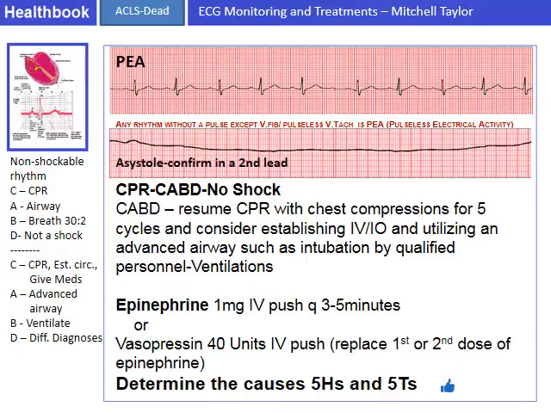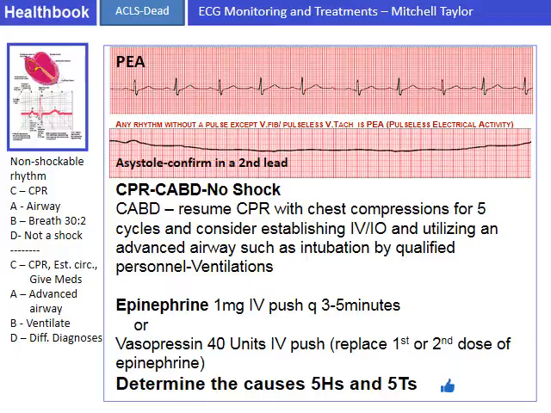So we're going to go this way, and we do the CABD as a secondary survey. We resume CPR with chest compressions, 5 cycles of that, establish IV/IO, utilize advanced airway, breathe for the patient, and then drugs that we're going to consider are epinephrine or vasopressin only. And that's what we're going to do.